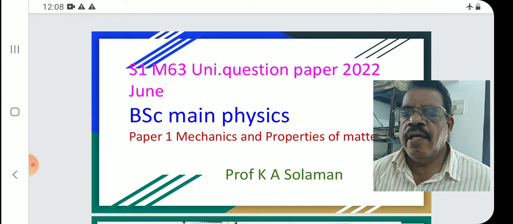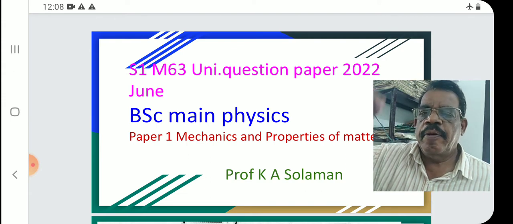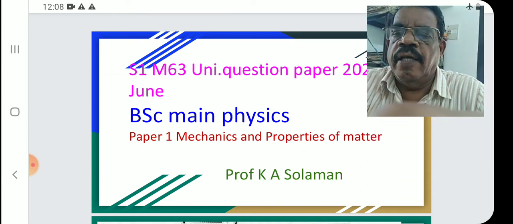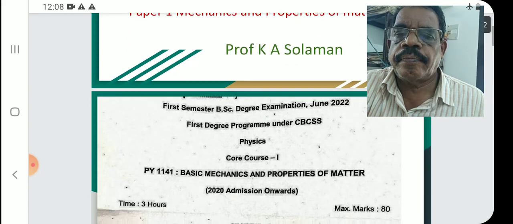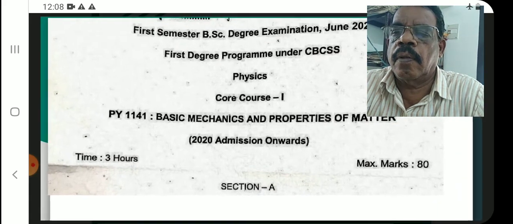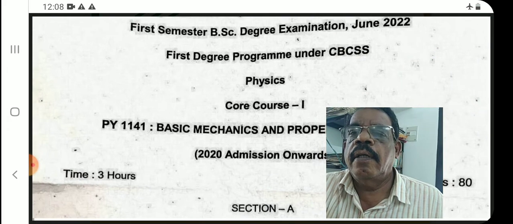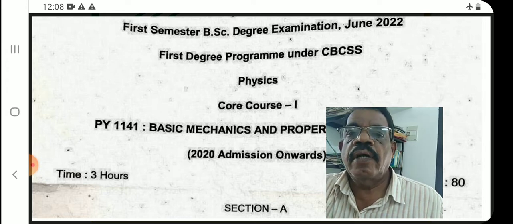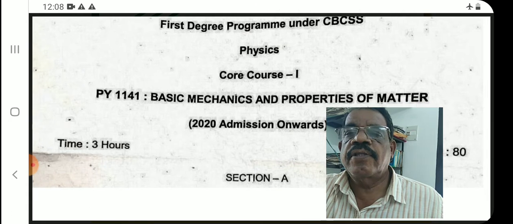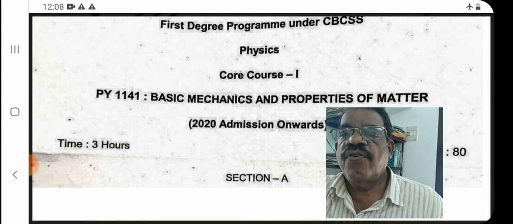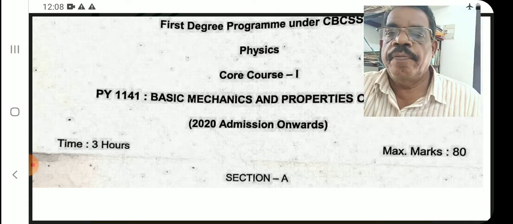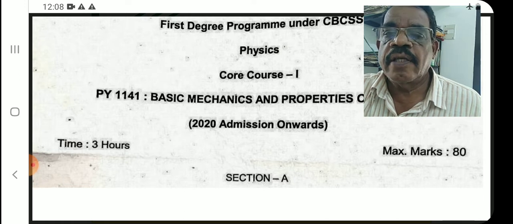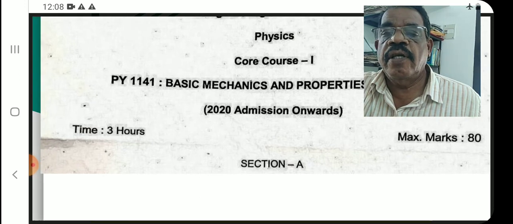The examination was in August. And the paper is Mechanics and Properties of Matter. The question paper I shall read here. You look here, first semester BSc degree examination June 2022. First degree program under CBCSS Physics, Core Course 1, PY 1141, Basic Mechanics and Properties of Matter for 2020 admission onwards. Maximum marks 80, time 3 hours, section A.